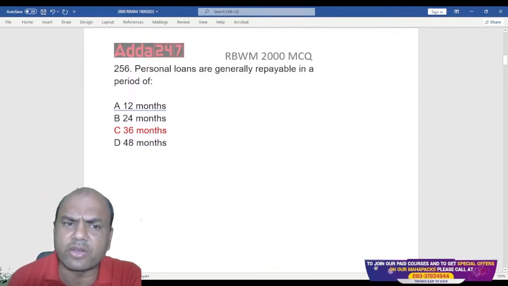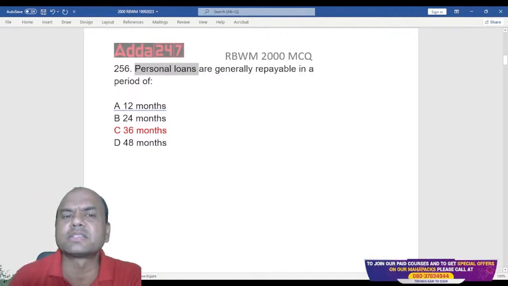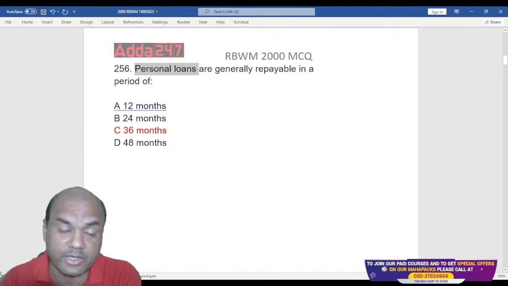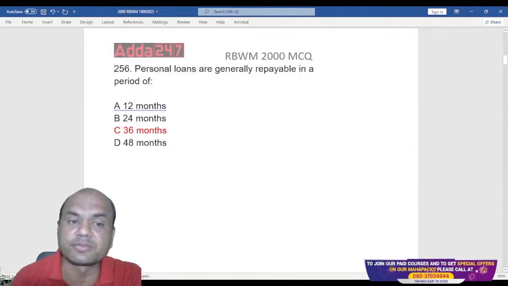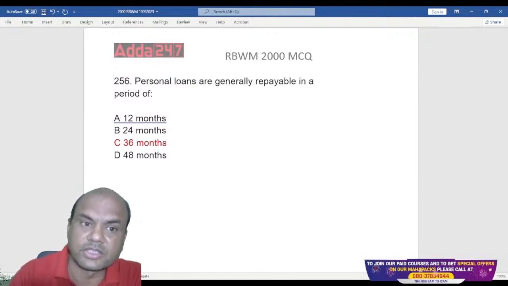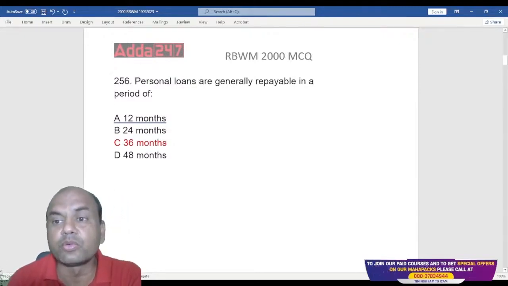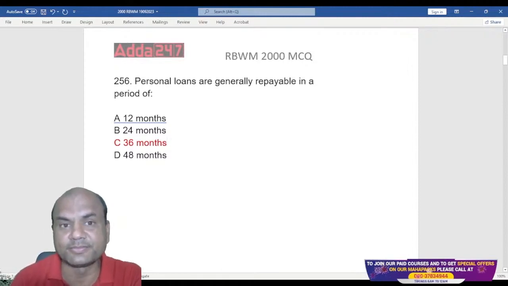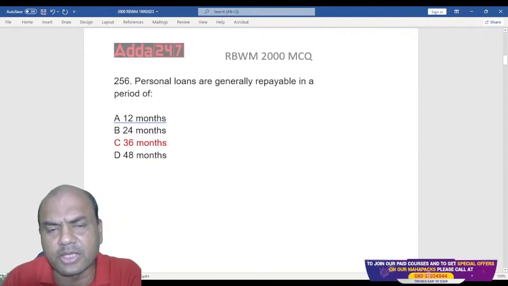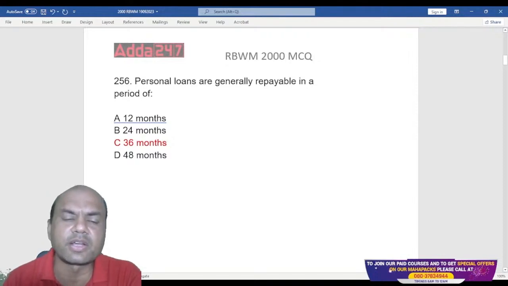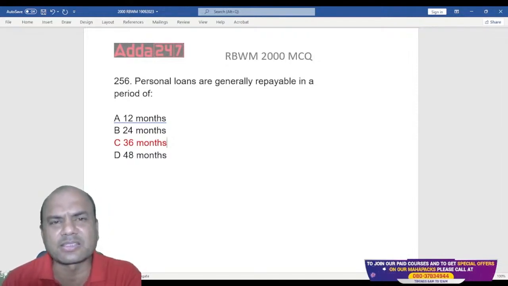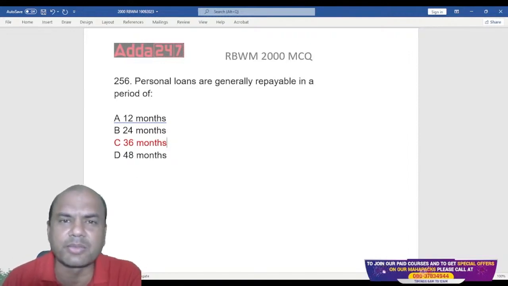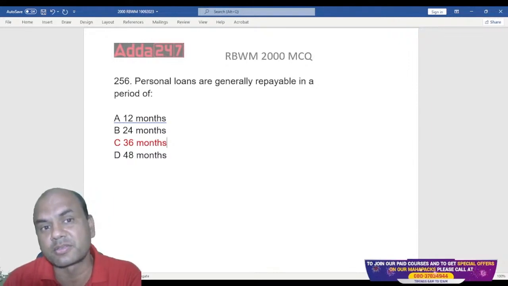Do we take any security on personal loans? Type in the comment section. Is it compulsory for us to take any security for personal loans? What do you say? Is it compulsory? No, not at all compulsory. You can just give the personal loan like that only, without any security. Some banks do ask for some FD, some bike, some car, something as a collateral. But that depends on bank to bank and on the credit score of the customer.